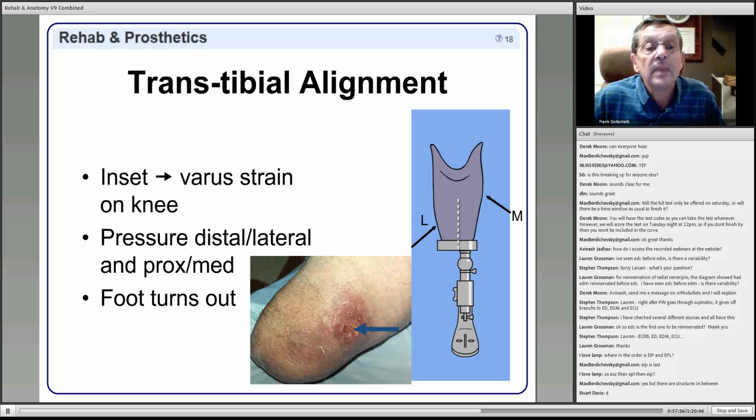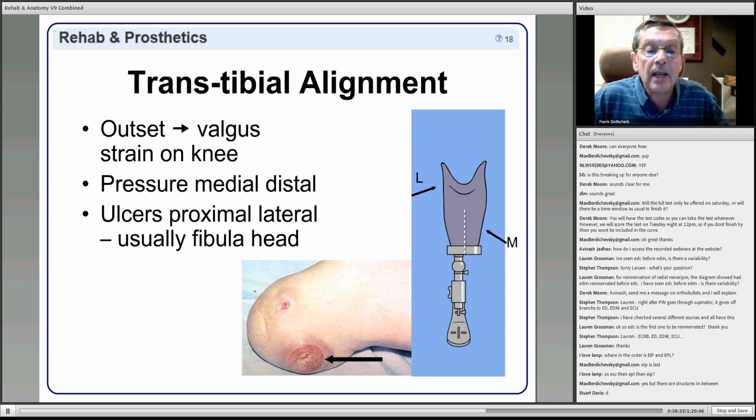Now if we look at prosthetic alignment, if the foot is inset, and if one looks at the right hand diagram, then the lateral is to your left and medial is to your right, and the foot is then inset from the midline. And the way to try and remember this is it's like having a varus knee, so that the stresses are going to be proximal medial and distal lateral, exactly as you would see somebody who has varus knees or is bow-legged. And associated with this is a turning out of the foot.